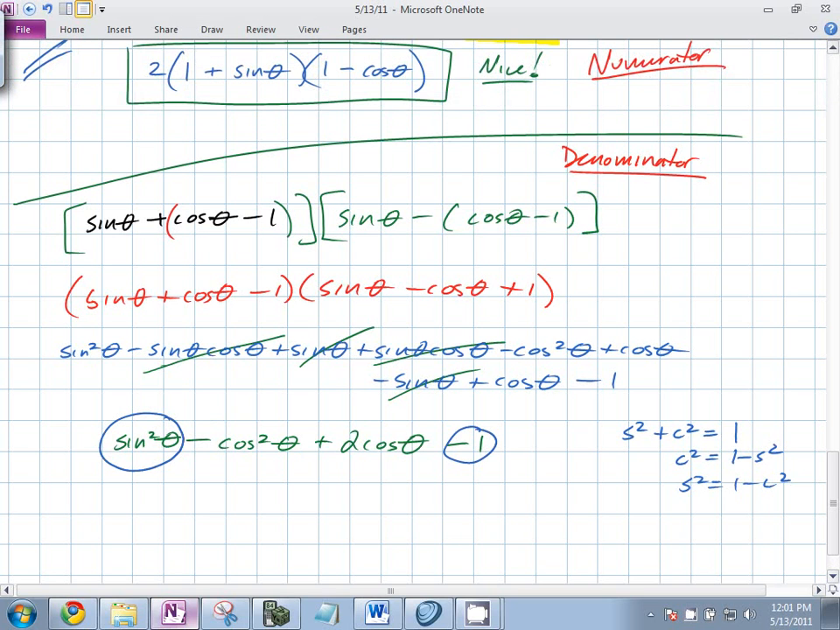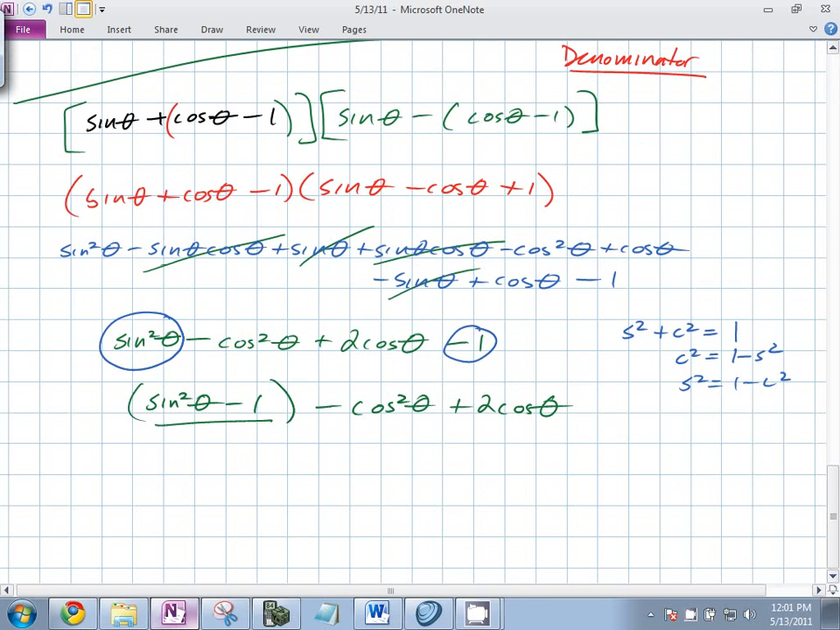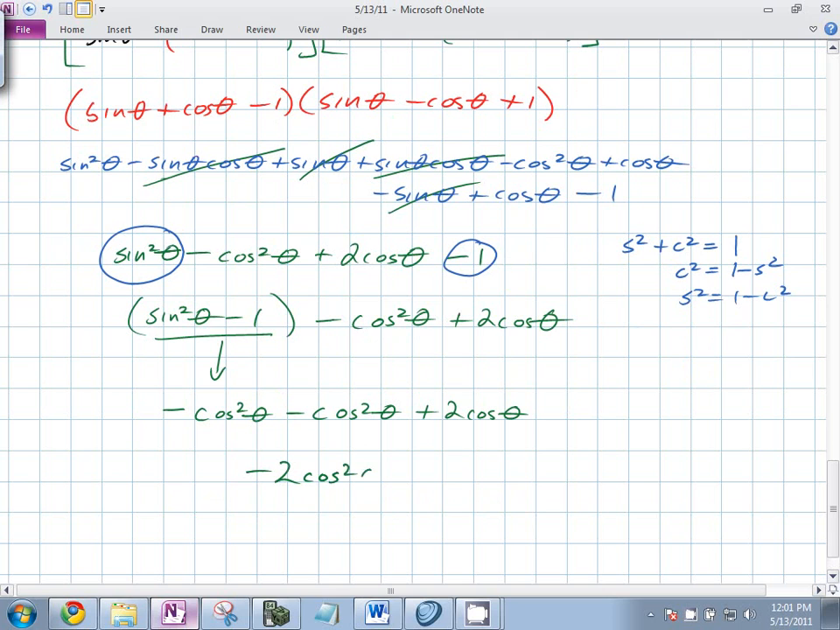We have sine squared theta minus 1 minus cosine squared theta plus 2 cosine theta. What is sine squared minus 1? Yeah, this is negative cosine squared theta minus cosine squared theta plus 2 cosine theta. How many are there? Is this a good sign? Negative 2 cosine squared theta plus 2 cosine theta. What can we factor out of both of those? Let's factor out negative 2 cosine theta. I like factoring out the negative. So we get negative 2 cosine theta times what?